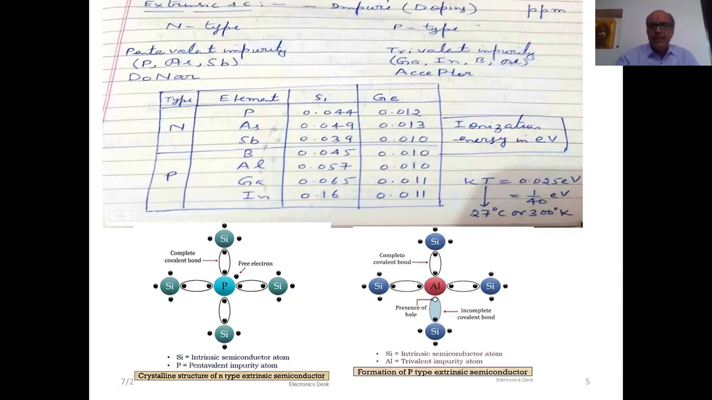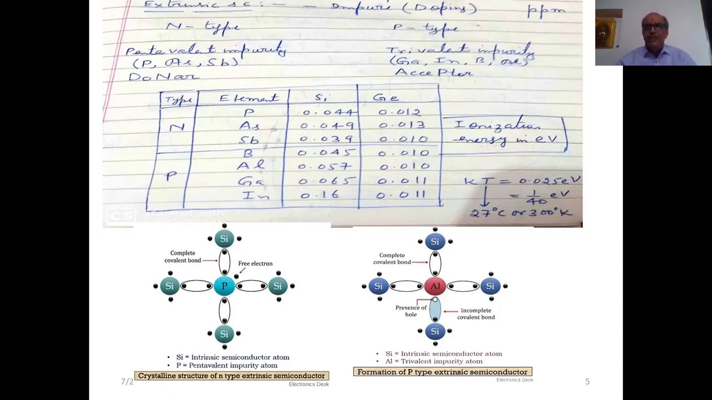Now coming to the trivalent impurities, that means doping tetravalent germanium or silicon with trivalent impurities like boron or aluminium. They have 3 electrons in the outermost orbit. And we know in order to form the octet, it needs 4 electrons. So that means there is a deficiency of 1 electron.